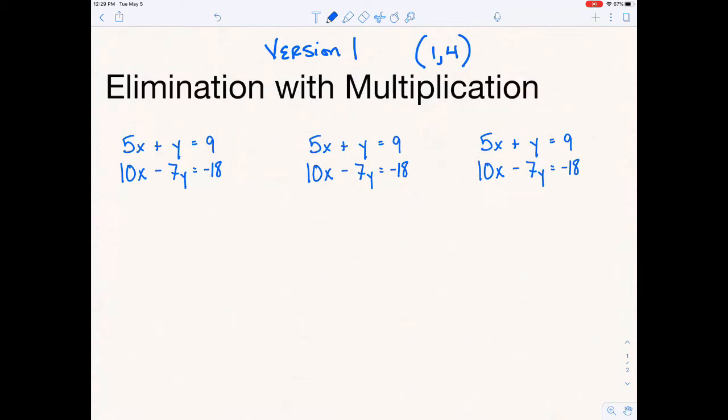All right, everybody. So we're going to do one problem 3 different ways to show you the 3 different techniques that I might use to solve an elimination question. To try to keep the video short, I'm going to tell you in advance that the answer is already done. I've done this problem before a number of times. The answer is going to be 1, 4, or x equals 1 and y equals 4. And that will simply help us speed up the process.